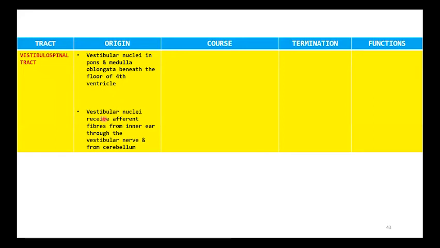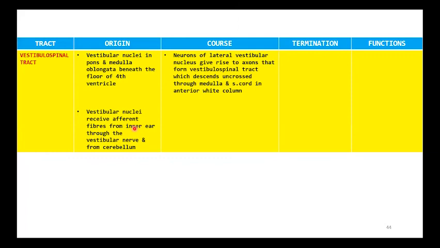Another feature of these vestibular nuclei is that they also receive input from the inner ear as well as from the cerebellum. One input comes from the inner ear through the vestibular nerve, and they also receive input from the cerebellum. So inner ear and cerebellum are all connected with the vestibulospinal pathway. And then the neurons of the vestibular nucleus give rise to the vestibulospinal tract.